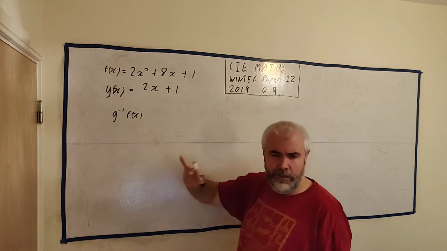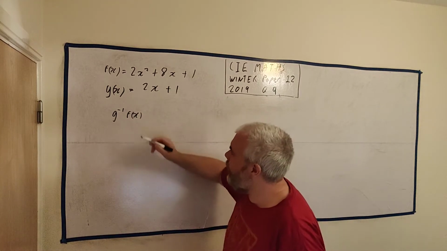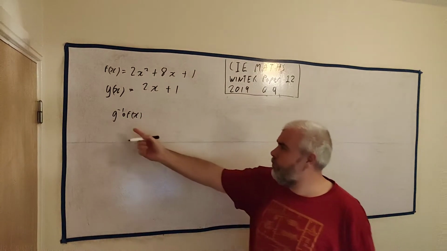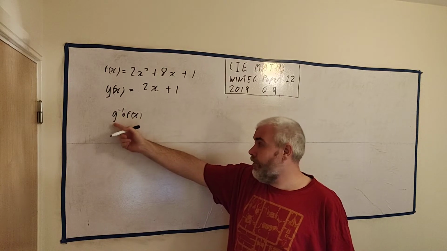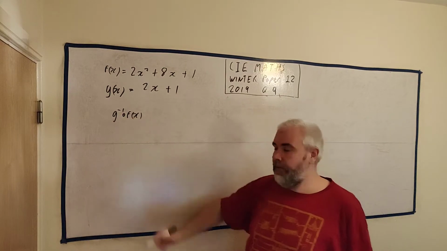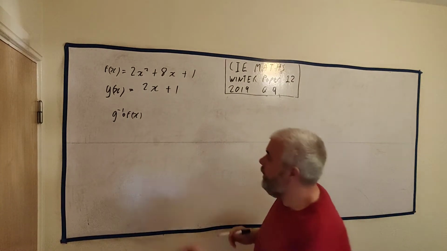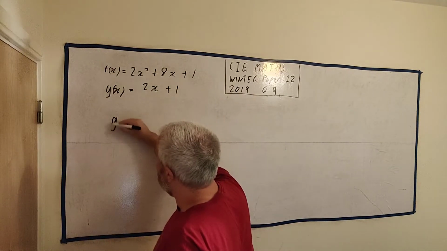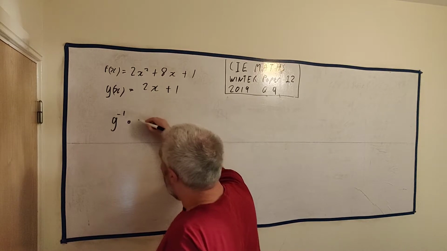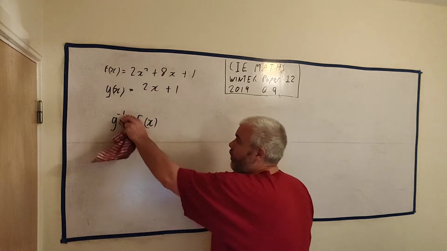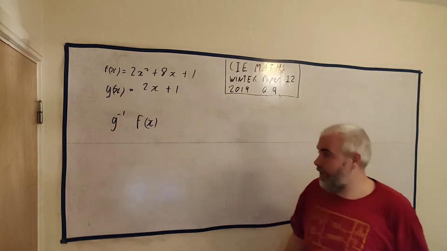So some people, depending on what country you're in, you might be more used to seeing a little circle in between these two. This is read inverse g of f. Bit confusing there. Maybe let me write that a bit bigger. In fact, let me do that one more time. g minus 1 o f(x). Now they don't write the o. It means the same thing in their world.